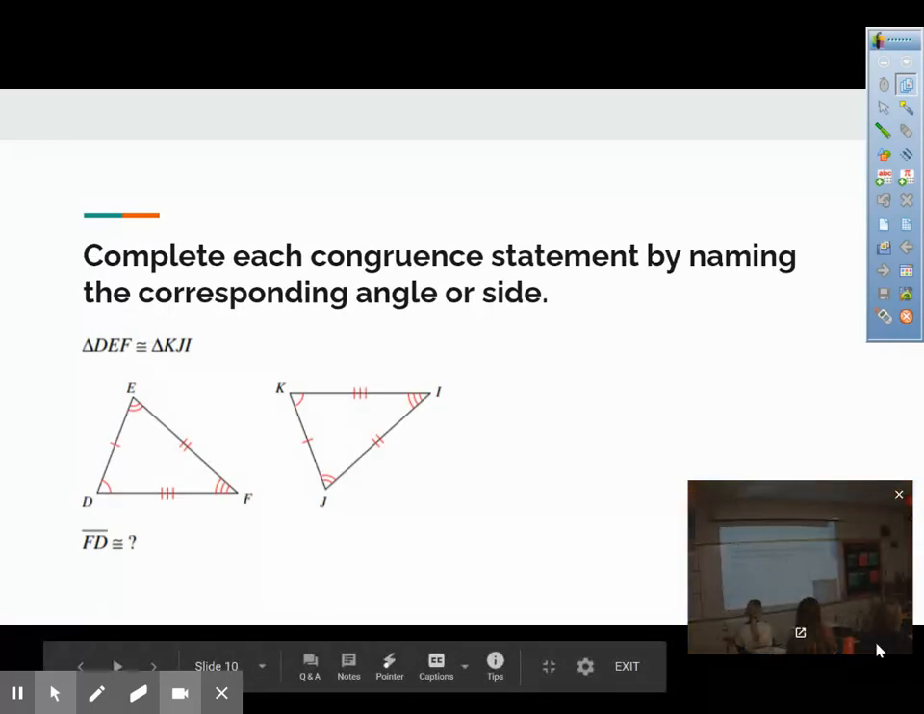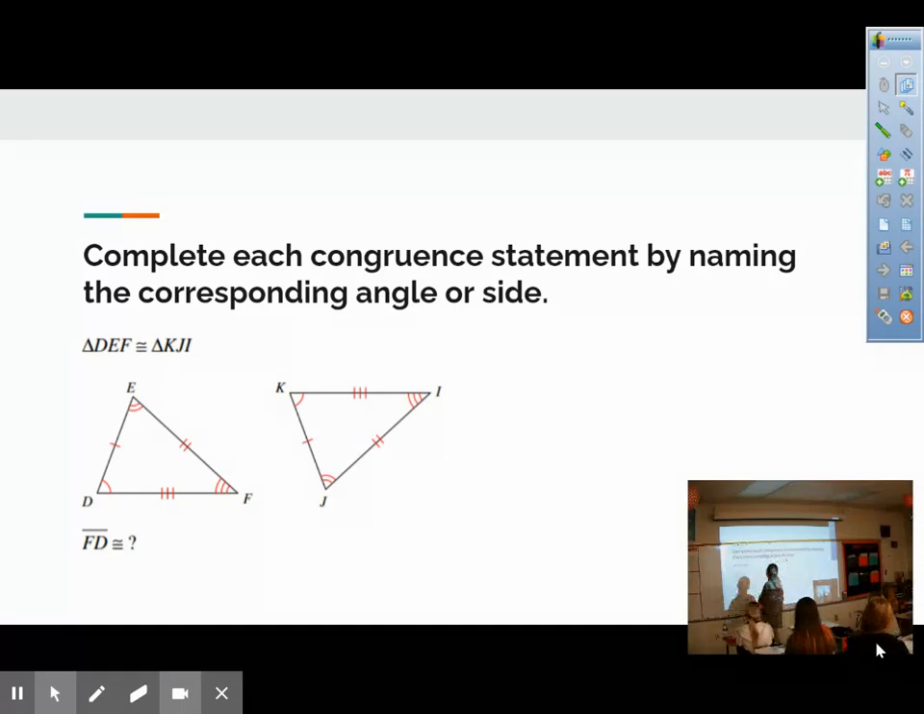Okay. We just got done doing it. It says complete each congruent statement by naming the corresponding angle or side. So it gave you a picture to help you out. It says triangle DEF is congruent to triangle KJI. And then at the bottom it says segment FD is congruent to what? Okay, so if you just want to put what it's congruent to, that's fine. If you want to draw the picture, that's also fine.